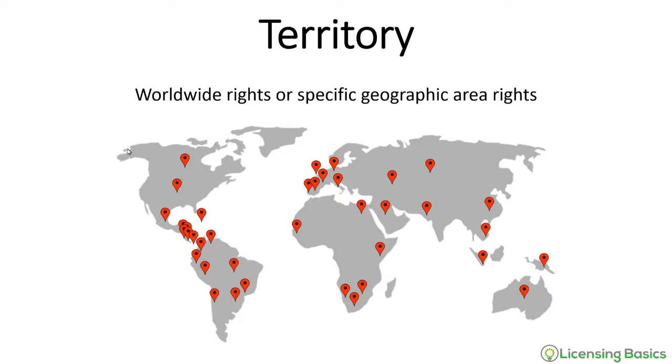If a company only sells in the U.S., then you would license to that company for the U.S. Then you would find a company that licenses to Europe. So you could cut out the pieces of the pie for your licensing deal.